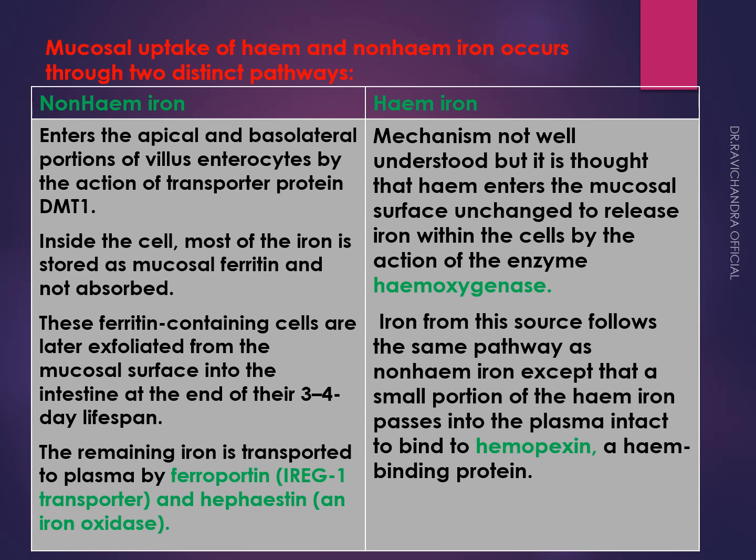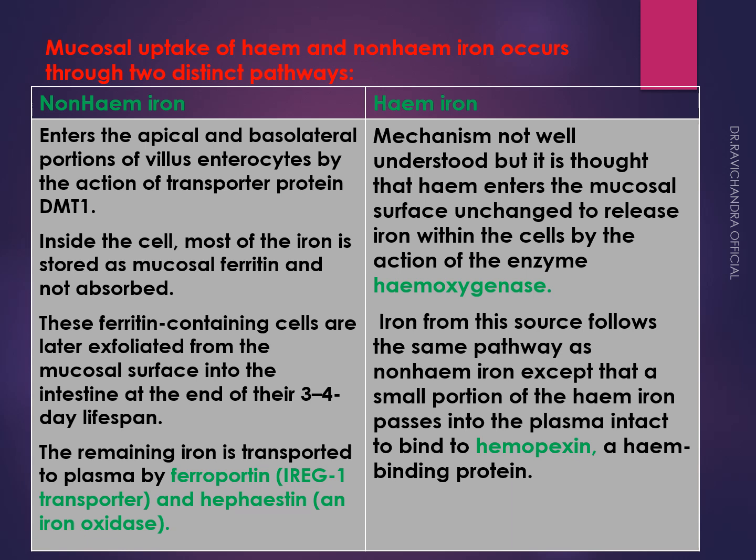Inside the cell, most of the iron is stored as mucosal ferritin. Remember, storage form of iron is ferritin, tin, container. So, iron is stored in a container. Remember like that. Ferritin storage form. Transporter of iron is transferrin. Storage form of iron is ferritin. So inside the cell, most of the iron is stored as mucosal ferritin and it is not absorbed.